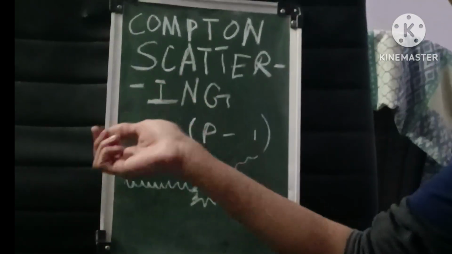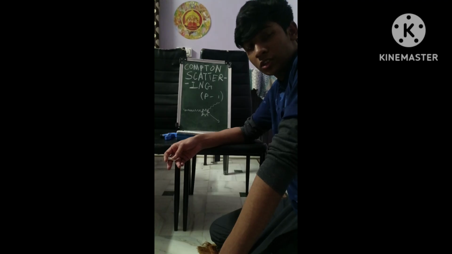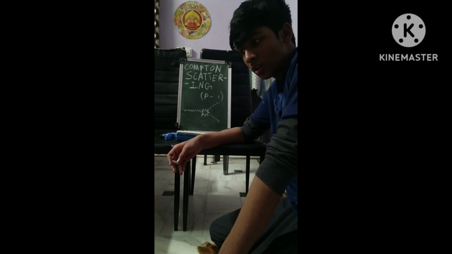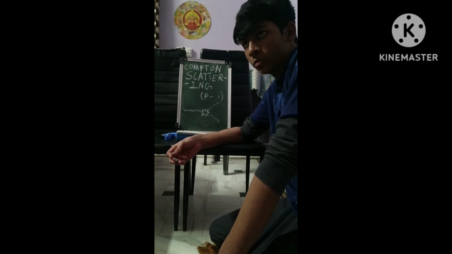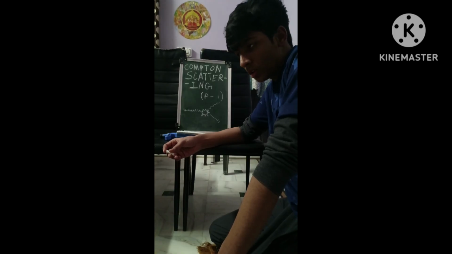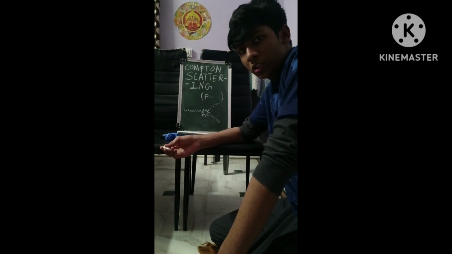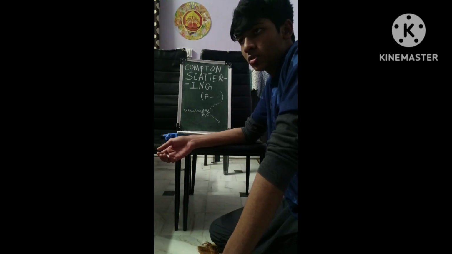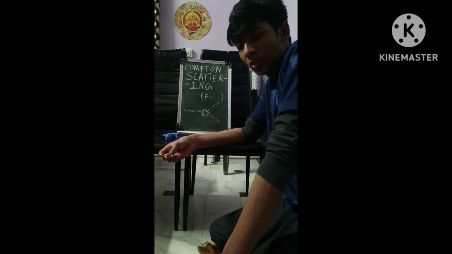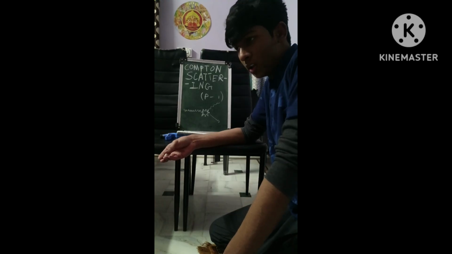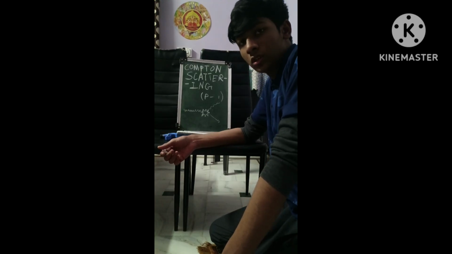Today's topic is Compton Scattering. In the last video we discussed Thomson scattering and how it proved light as a wave, but it has some limitations as well. It fails to give accurate calculations when we have a high energy photon instead of a low one.